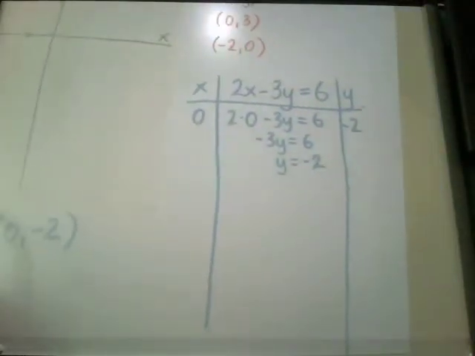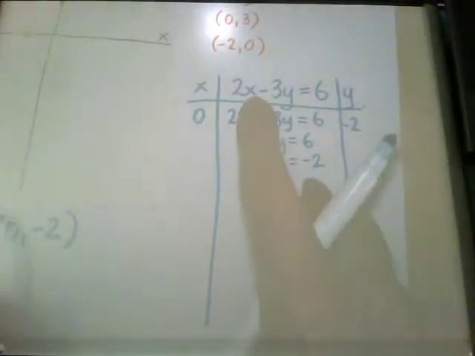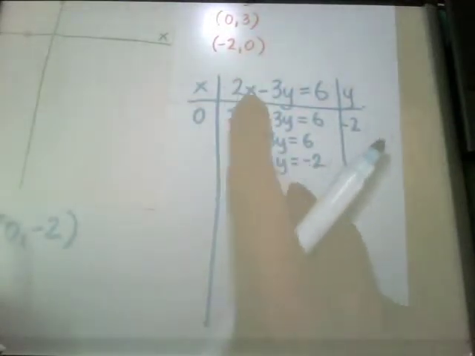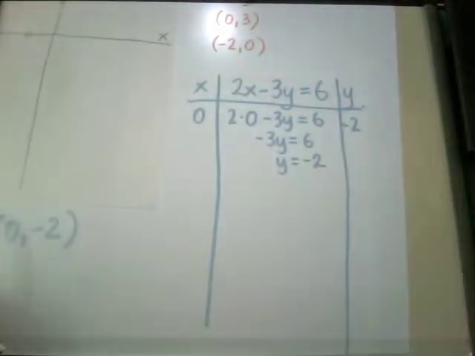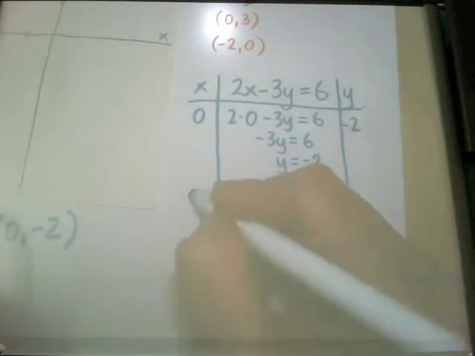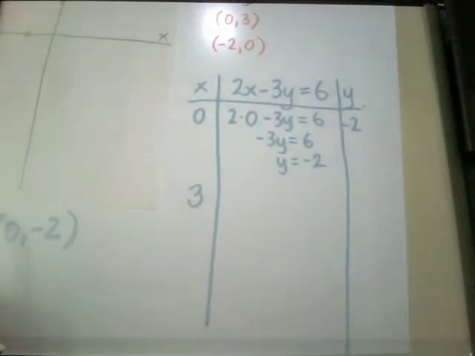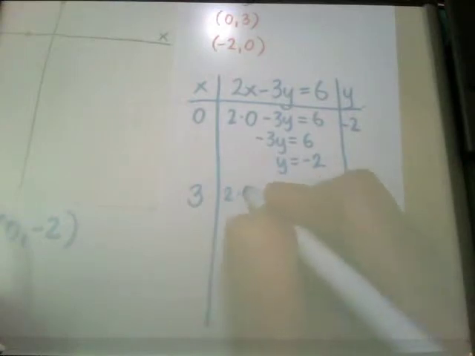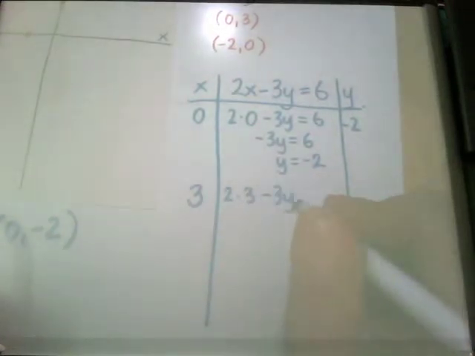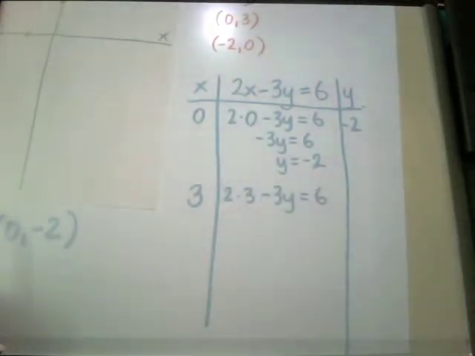Now, again, if we try to look for a pattern here, I see 2, 3, and 6. Well, maybe I'm going to try again with some numbers that I think might work. I'm going to be plugging in for x. When I multiply that, I'm going to be subtracting it from 6. Let me try a multiple of 3. Let's try 3 for x. 2 times 3 minus 3y equals 6.